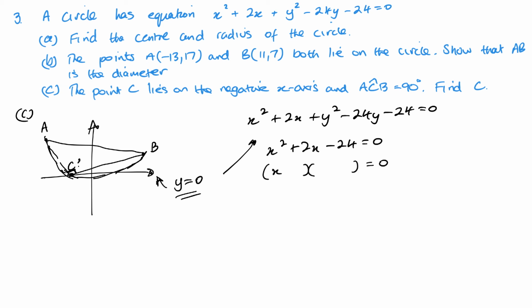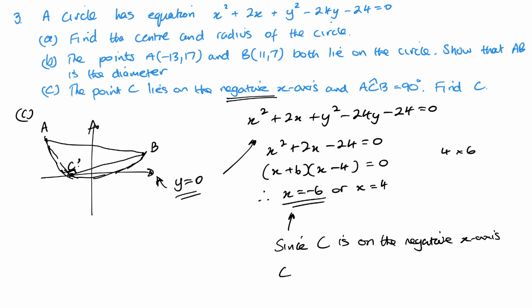So factorizing this is going to give me x and x. Now to get to the negative 24 is going to be a 4 times 6. And we're going to need a positive 6 and a negative 4. Therefore, x equals minus 6 or x equals 4. Now, it clearly says it's on the negative x-axis. So we know that the negative 6 is the one we want. So we know that C is minus 6, 0. And there we are with the final question complete.